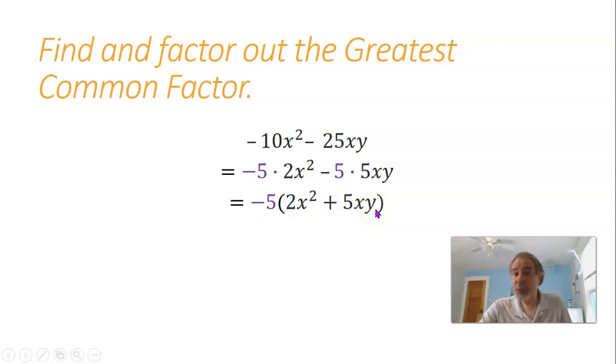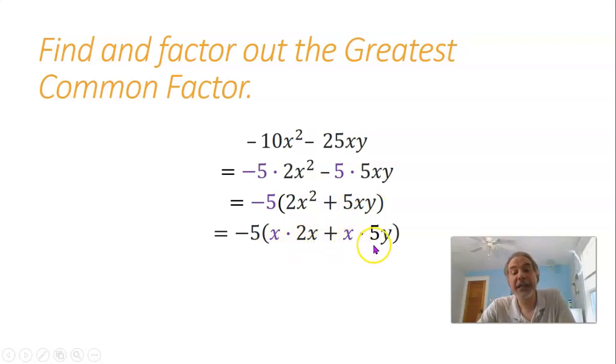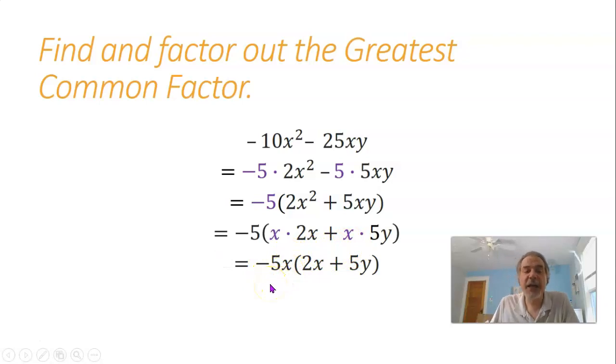But there's actually something else we can do. Look at what's inside the parentheses. We got a 2x squared. We got a 5xy. Now they have something else in common. Can you see what that is? That would be an x. These are both x times something else. The 2x squared would be like an x times a 2 times another x, and the 5xy would be like an x times a 5y. So if we pull out the x that they have in common, put it outside the parentheses, now we've got minus 5x times 2x plus 5y. And now it is factored completely.